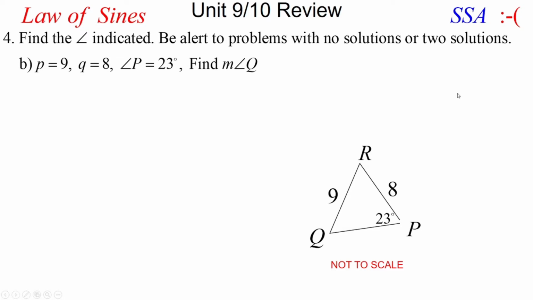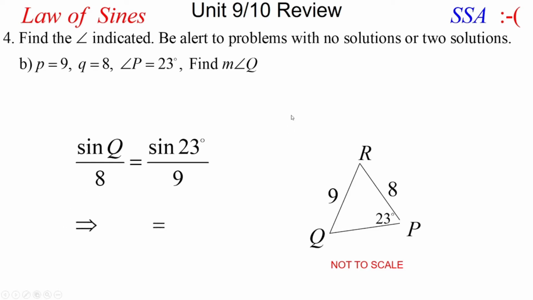So again, we have side-side-angle. Okay, angle Q. We're going to use law of sines. So we're trying to find Q, so let's start with sine of Q over the side opposite that Q, which is 8, has to equal sine of the angle we know, sine of 23, over the side opposite that 23, which is a 9. And now let's multiply both sides by the 8. So we have sine of Q equals 8 times sine of 23 degrees divided by 9. And now you're just going to go inverse sine of this side over here.